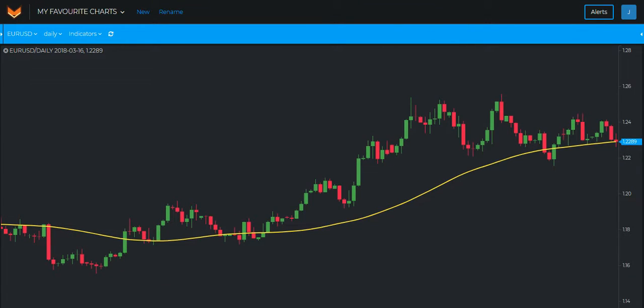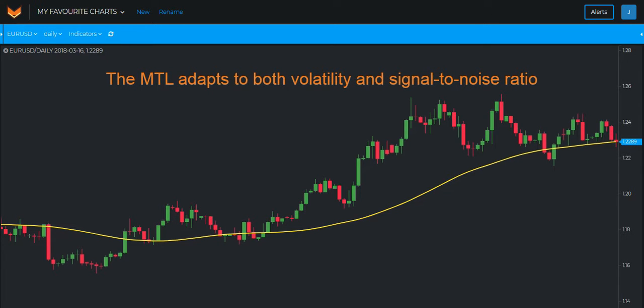The basic premise of this technology is that if you want to hit a moving target, you will need to aim at a point in space and time where the target, in this case price action, is most likely to go. In other words, if you aim a missile directly at a fighter jet and pull the trigger, by the time the missile arrives at the location of the jet, it will no longer be there. The MTL is far superior to any moving average as it adapts to both volatility and signal to noise ratio.